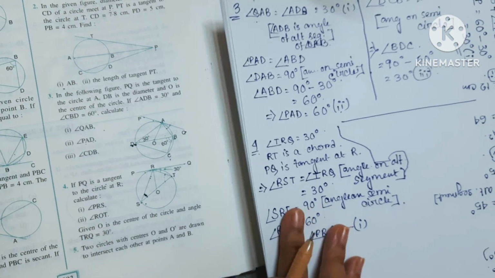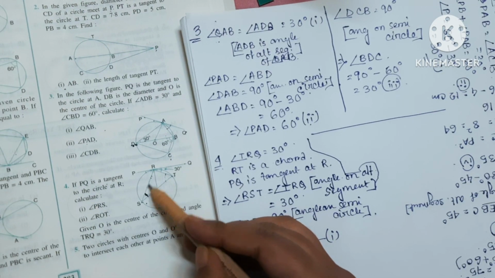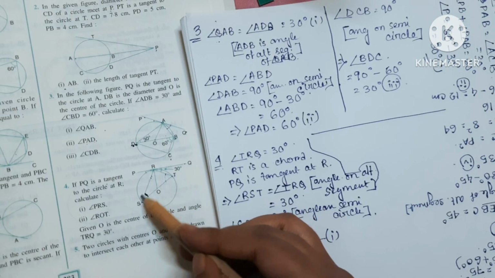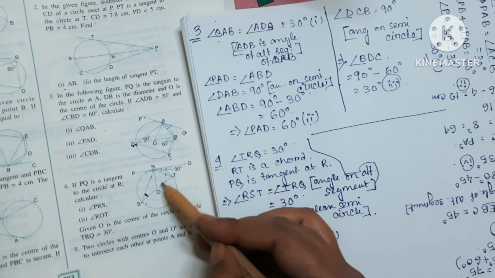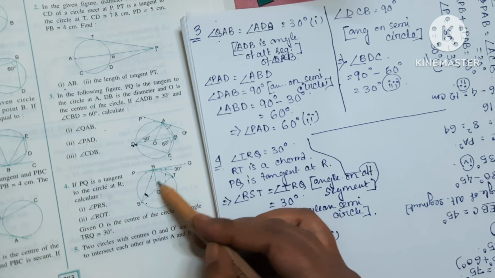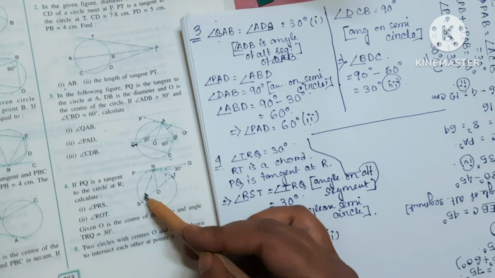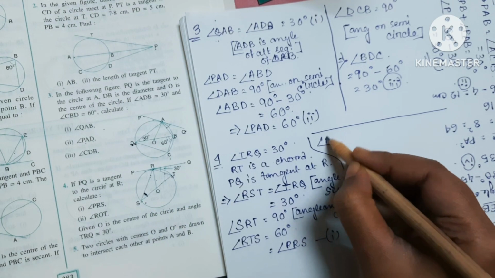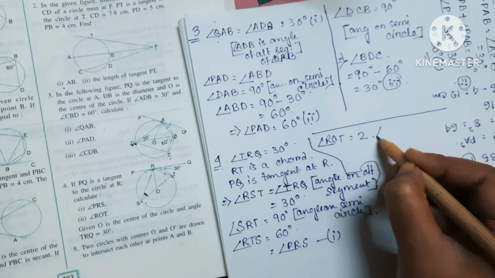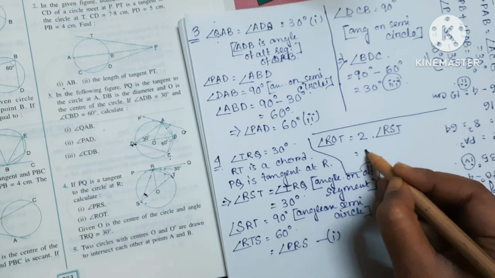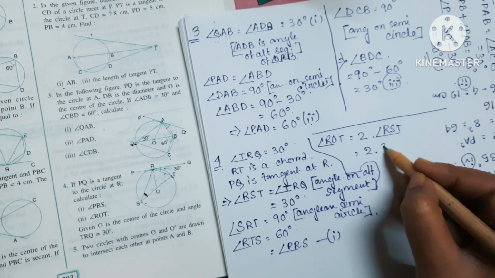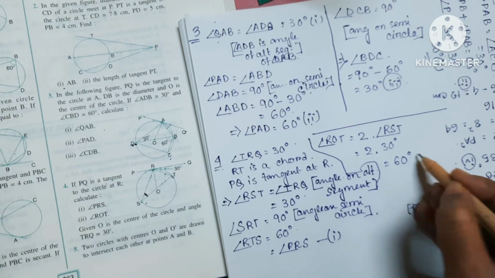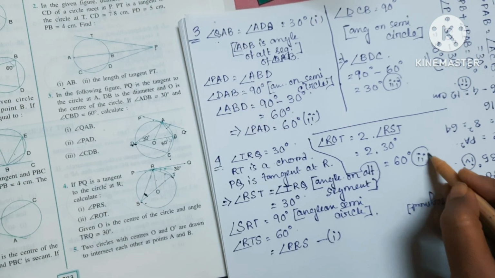Okay, now the next part. See, RST is 30 degree, and ROT, they are angles on the same segment RT. ROT is at the center and RST at the circumference. So angle ROT will be 2 into angle RST. So 2 into 30 degree will be 60 degree. So this is the answer of question 2.